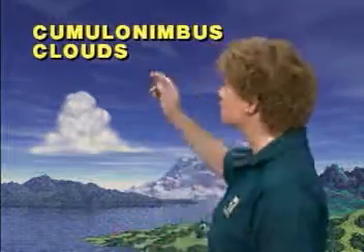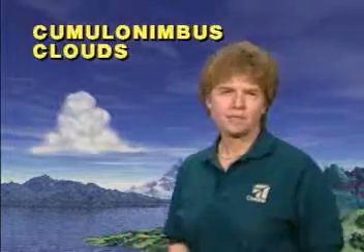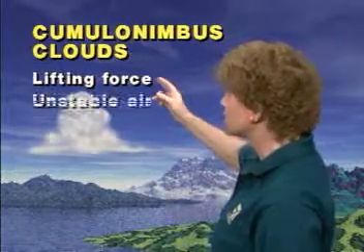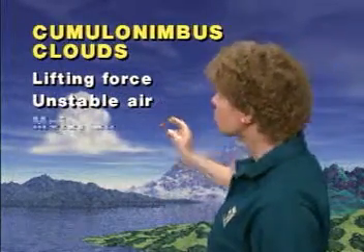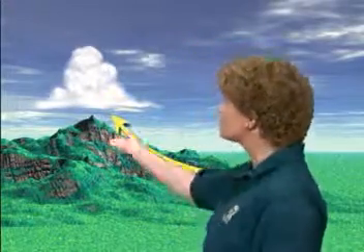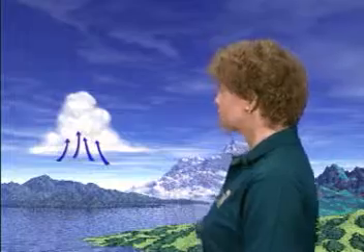So how do thunderstorms form anyway? Well, for a cumulonimbus cloud to form, you need three basic ingredients. You need a lifting force, you need unstable air, and you need moist air or high humidity. The lifting action starts the air rising. Now, this can be caused by an upslope wind, or it can be caused by heating of the ground, which heats the air above it from the sun, and that's called convection.